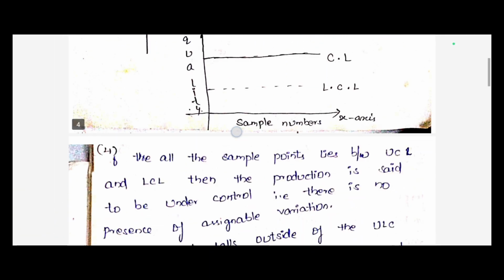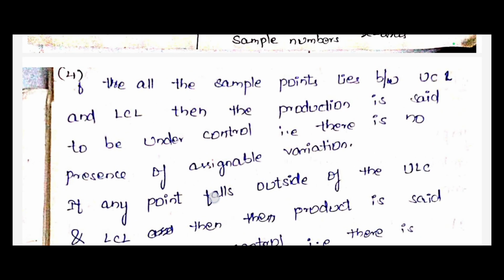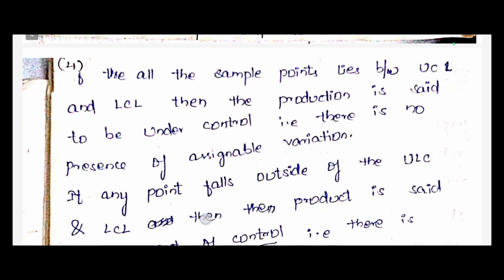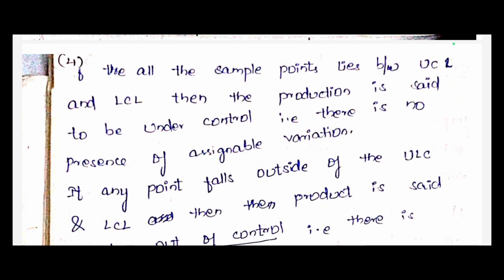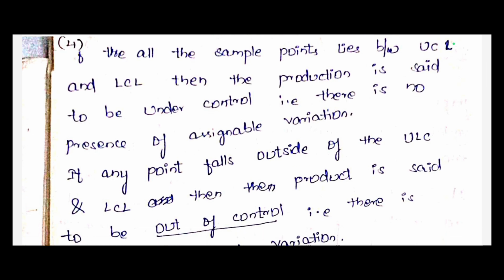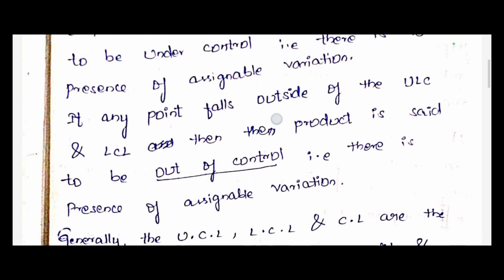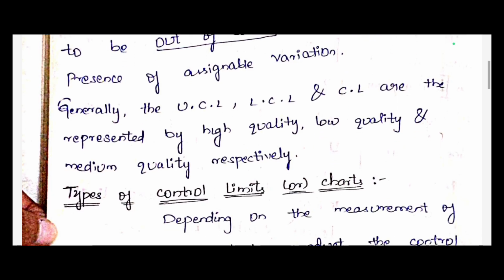If all the sample points lie between UCL and LCL, then the production is said to be under control. There is no presence of assignable variation. If any point falls outside of the UCL and LCL, then the product is said to be out of control. That is, there is a presence of assignable variation. Generally, the UCL, LCL, CL represent high quality, low quality and medium quality respectively.